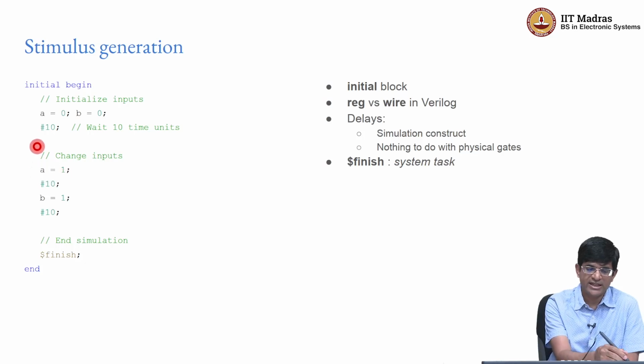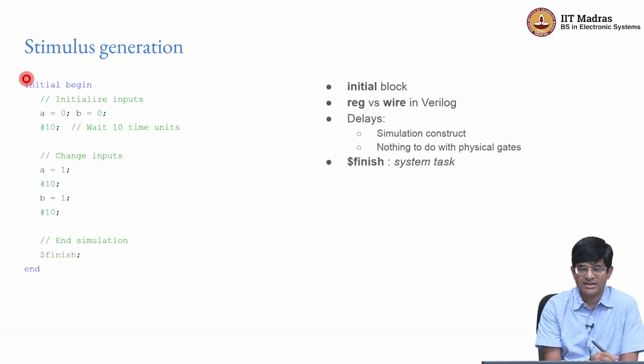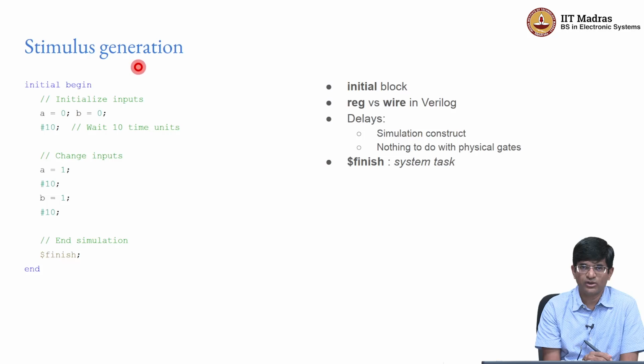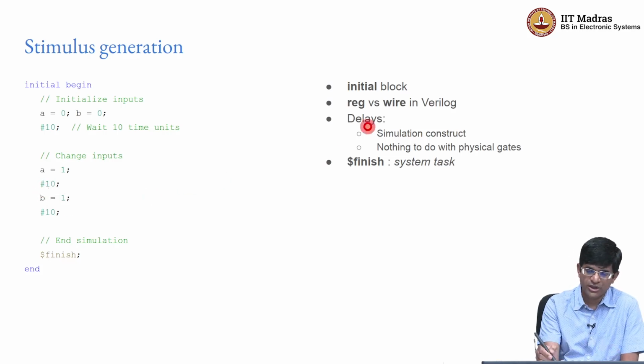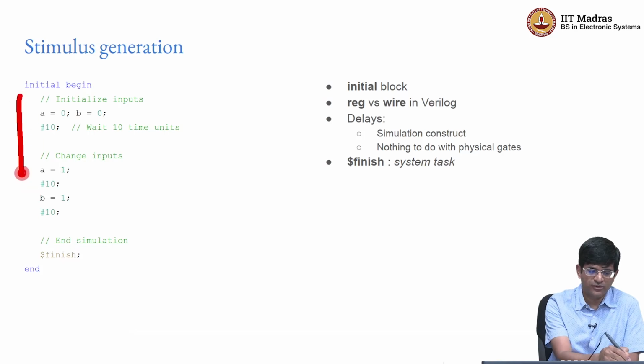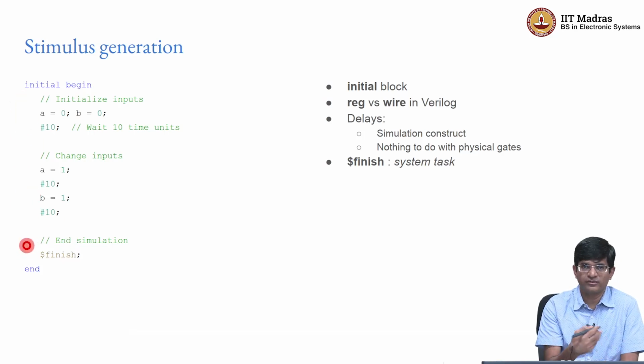This change in a will be seen by all other modules outside the initial block as well. They will immediately start responding to changes that are made inside the initial block. I wait for another 10 time units, make b equal to 1. Once again, blocks that are outside, such as the DUT, will look at the changed value of b and respond if necessary. So this notion that there are delays is a very important part of simulation in Verilog, and it allows us to create an entire story, a sequence of steps that the test bench is going through.